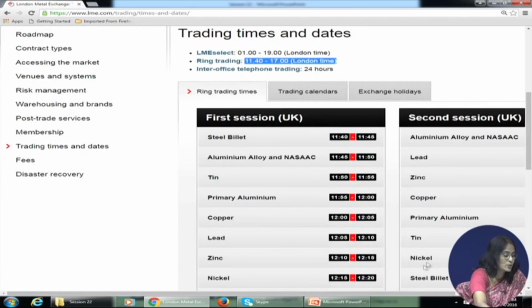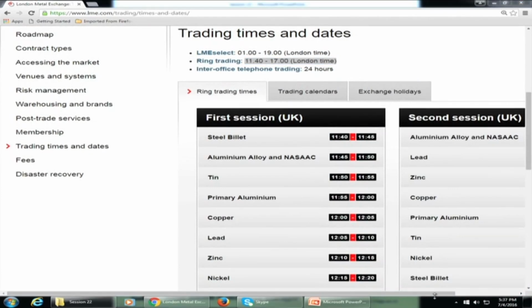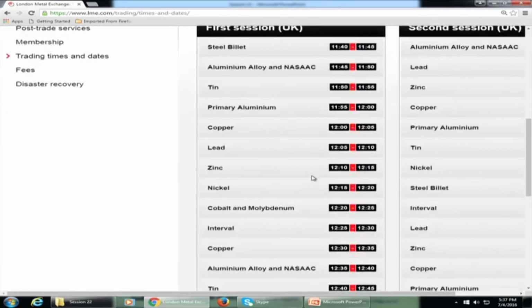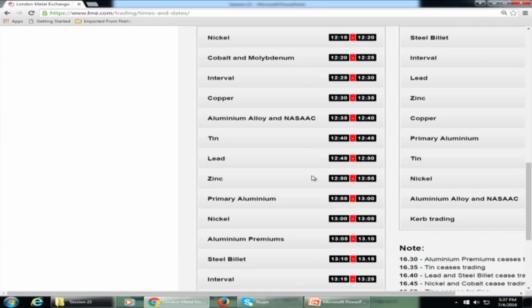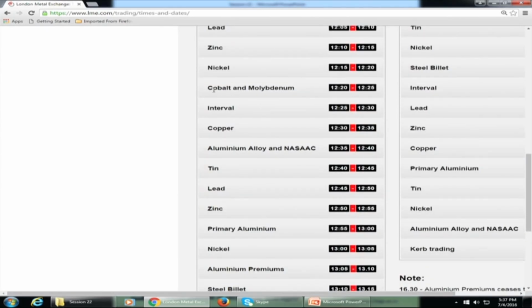If you can focus on this particular screen now, this is the first session. The steel billets trade from 11:40 to 11:45, aluminum alloy trades from 11:45 to 11:50, and so on and so forth. The first ring ends by 12:25, and there is an interval from 12:25 to 12:30, and the second ring starts, again with copper getting traded from 12:30 to 12:35.